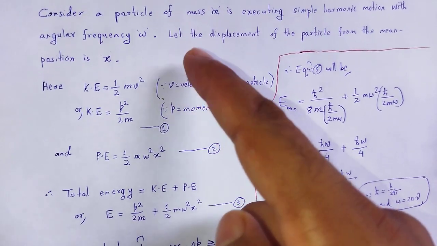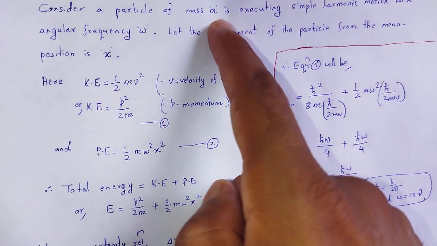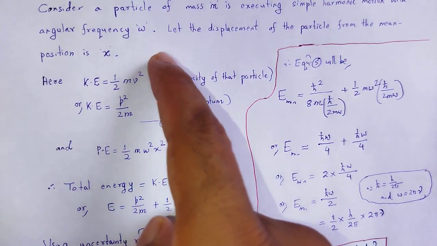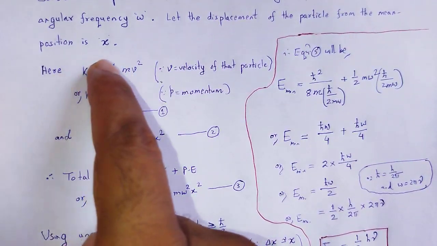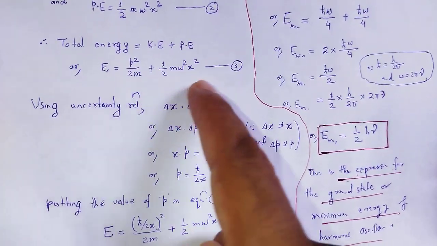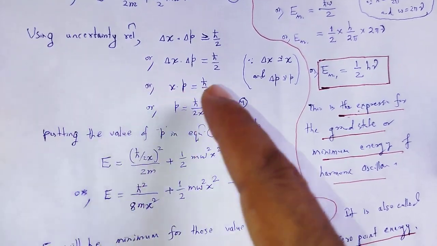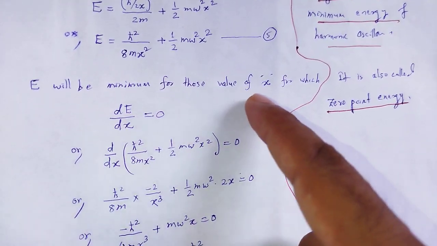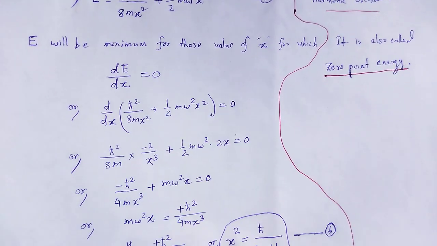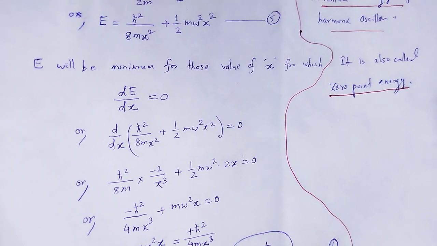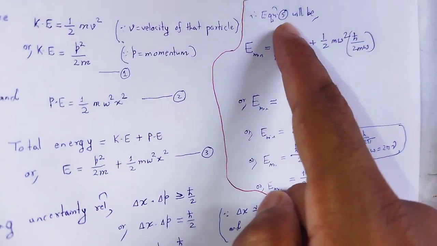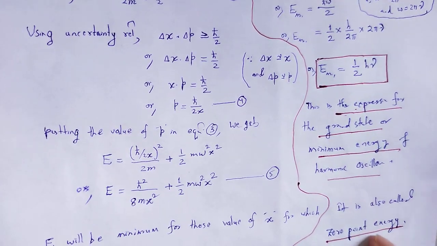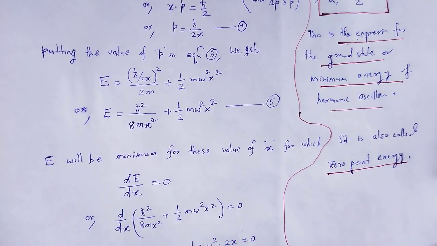oscillator. We consider a particle having mass m with a simple harmonic motion of angular frequency omega, and displacement of that particle from the mean position is x. The total energy uses the uncertainty in position and uncertainty in momentum, and for the energy to be minimum, differentiation equated to 0 for x square, and that value is put in the energy expression, and we obtain the minimum energy for the harmonic oscillator, which is called the zero point energy.